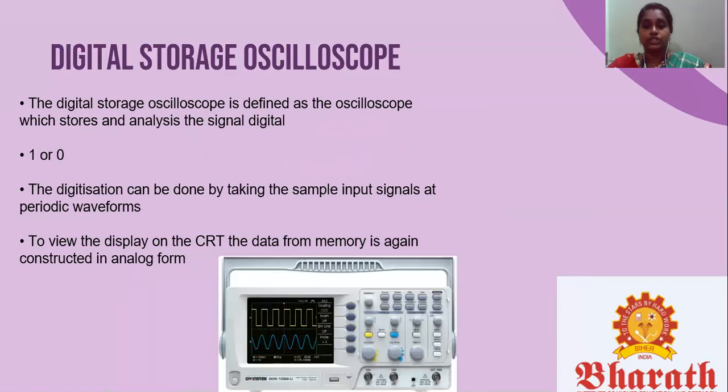Now coming to the digital storage oscilloscope. The digital storage oscilloscope is defined as the oscilloscope which stores and analyzes the signal digitally, that is, in the form of 1 or 0, rather than storing it as an analog signal. The digital oscilloscope takes an input signal, stores it, and then displays it on the screen. It has advanced features of storage, triggering, and measurement. Also, it displays the signal visually as well as numerically.